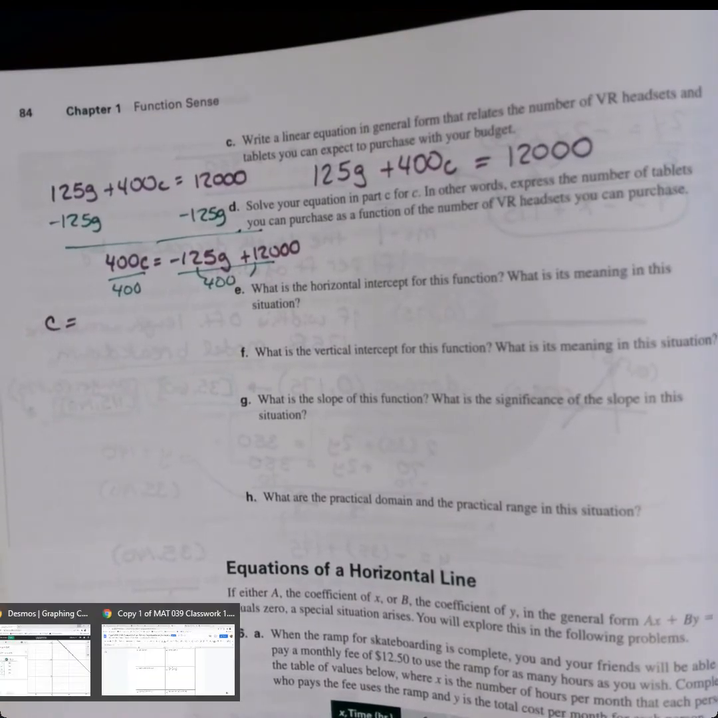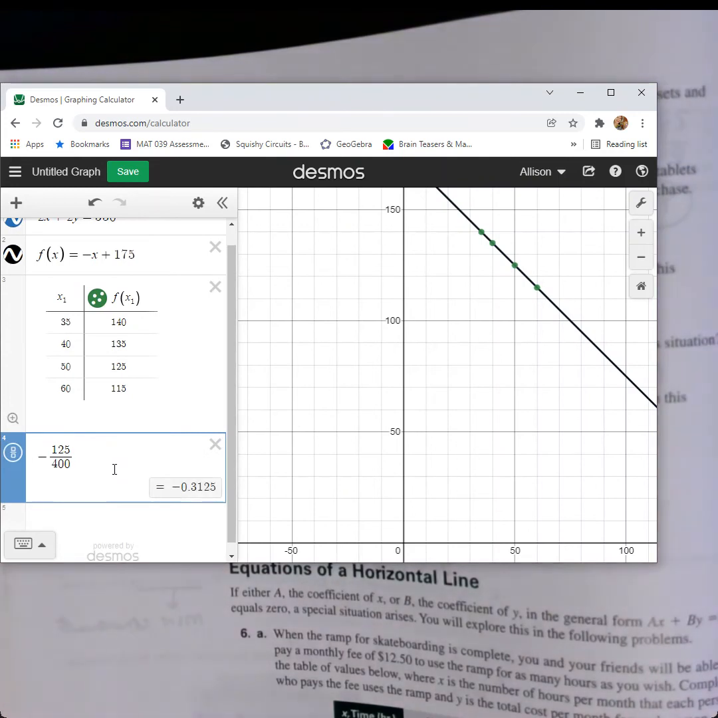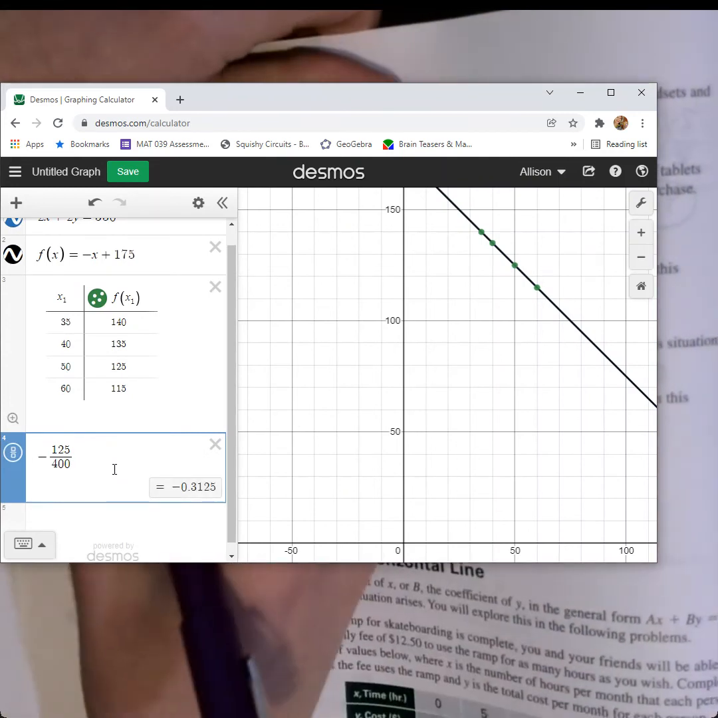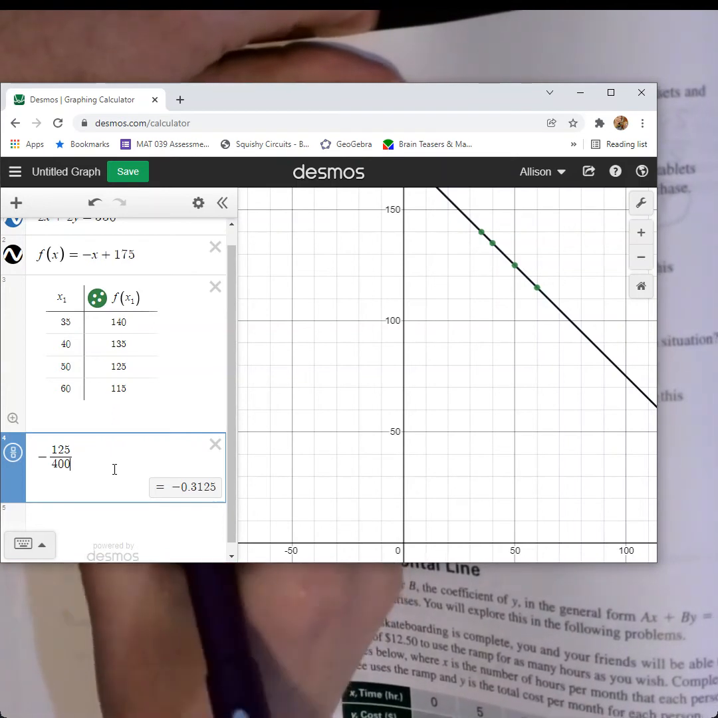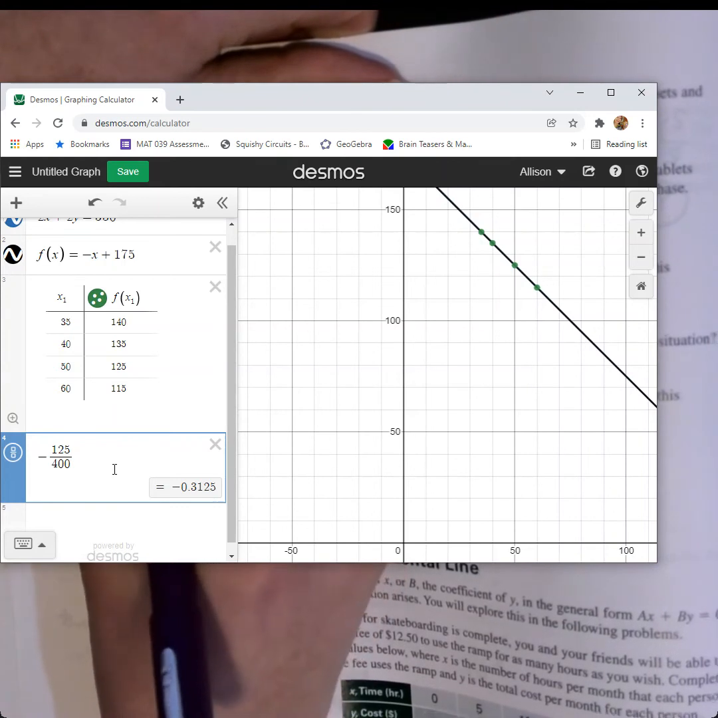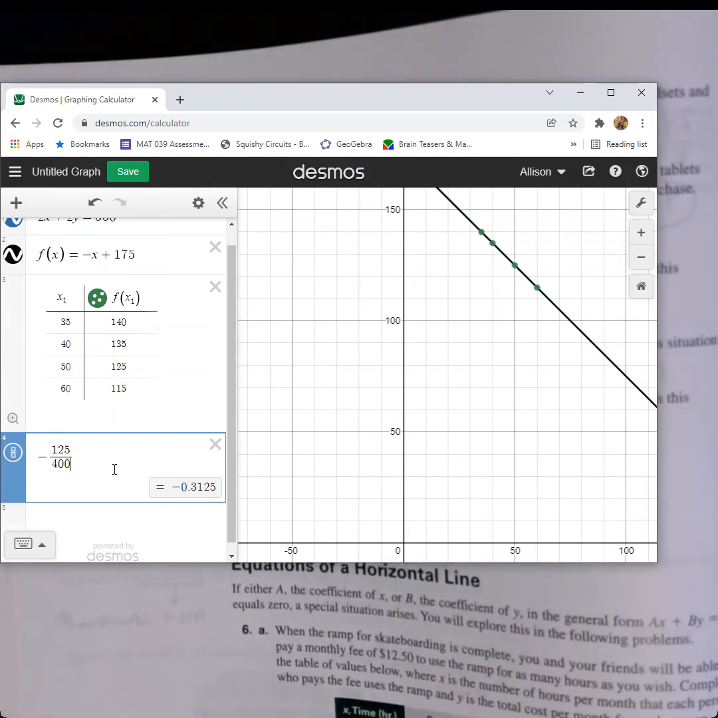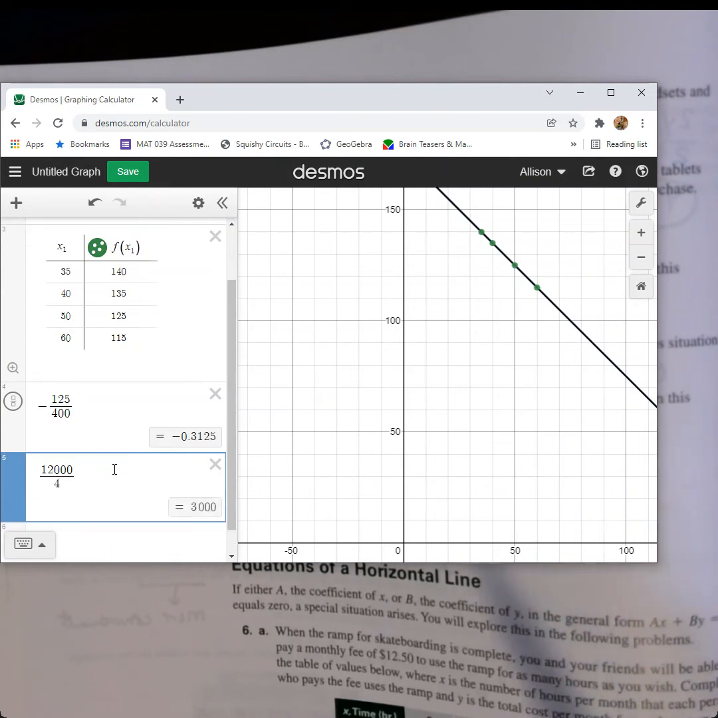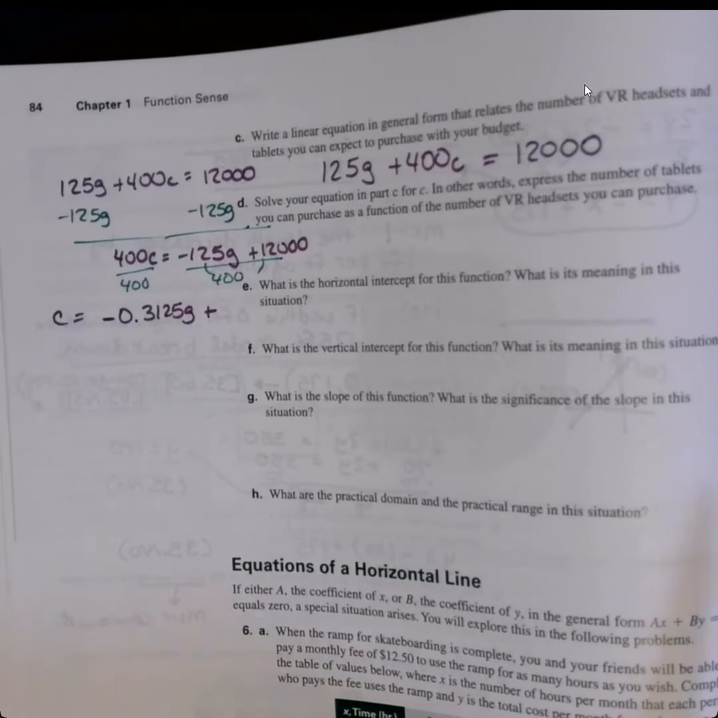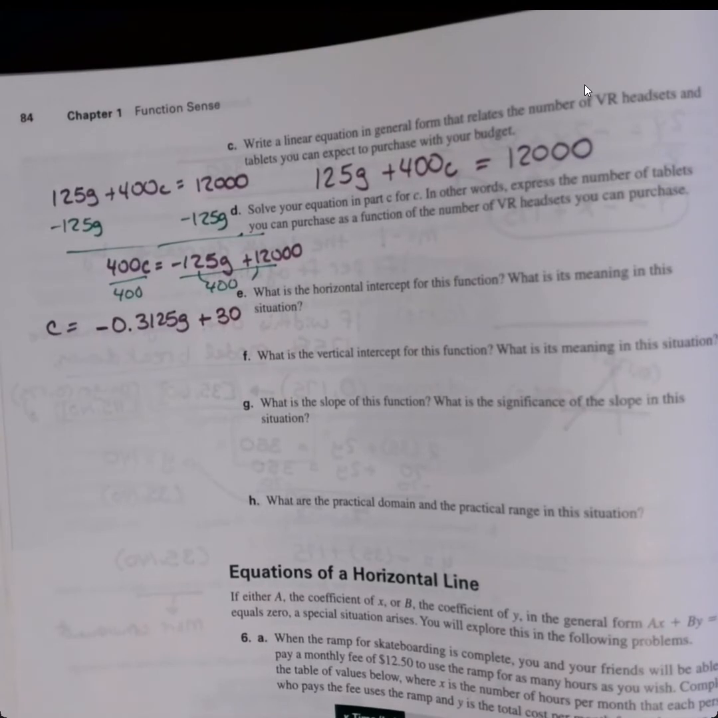Let's go ahead and express that as a decimal. We're going to have negative 125 divided by 400. If we were in a non-contextual situation, we'd go for the reduced fraction, but in the context of this one, decimals make the most sense. So negative 0.3125G plus, I know you can't see what I'm writing, but I'll get back to that in a second. I want to also do the division of 12,000 by 400, which is 30. So plus 30. All right.